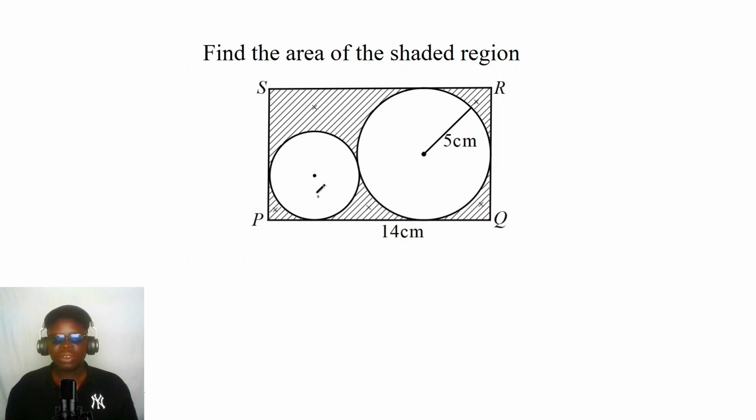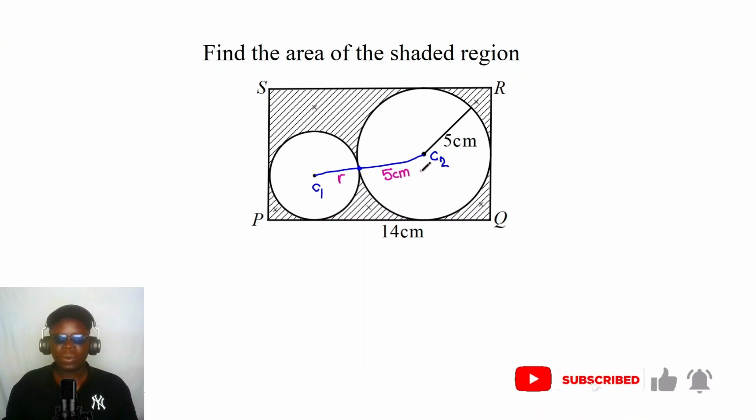So let's take advantage of these two centers. We can call them center 1 and center 2 of these small and big circles. Joining these centers together, it will form a straight line. Since I'm using freehand, it's not straight, but let's assume it's a straight line. So we'll also name this R, representing the radius of the small circle, and we have here 5 as the radius of the bigger circle. Remember, from the center to any part of the circumference is always the radius of the circle.